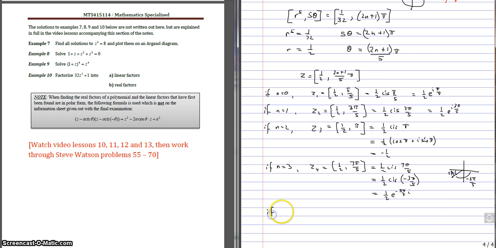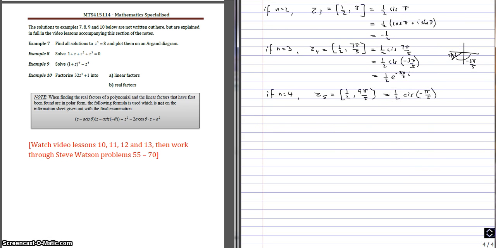And then our last one, we could work it out, but it's going to work out nicely as the complex conjugate of 5 pi on 5. So that's going to be as a result of a half 9 pi on 5, and that's going to simplify to a half cis negative pi on 5. Okay, so these are the 5 solutions. So we'll just summarise those because that actually gives us our 5 solutions.